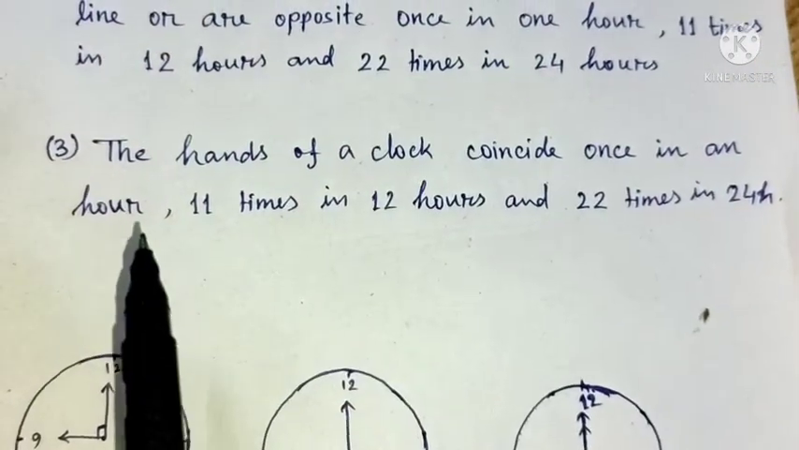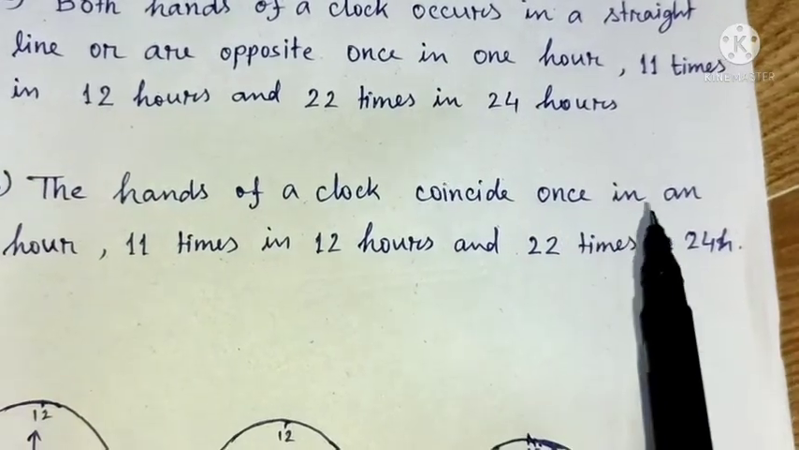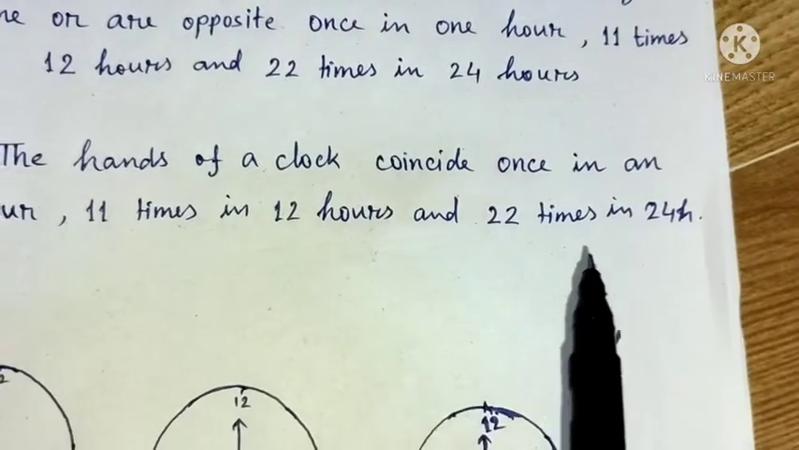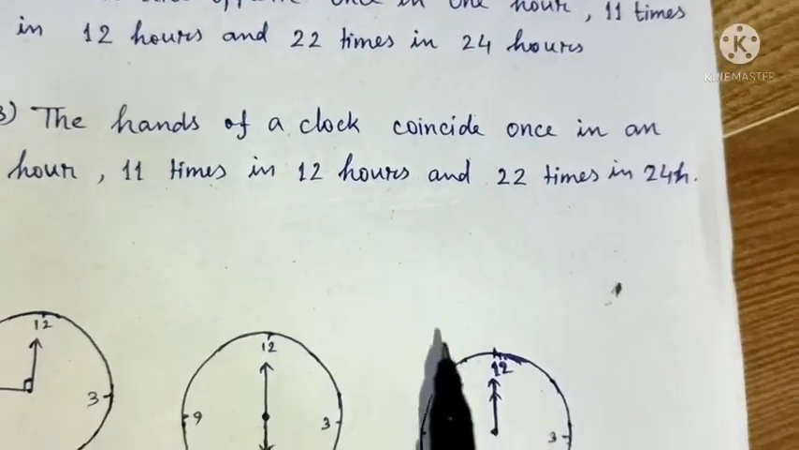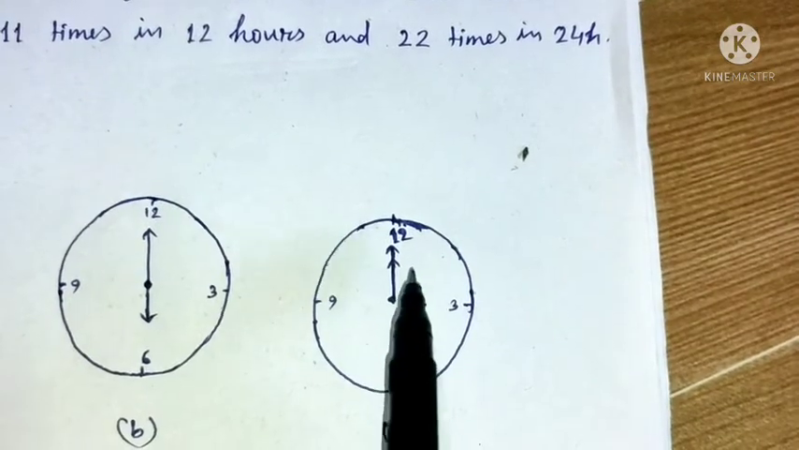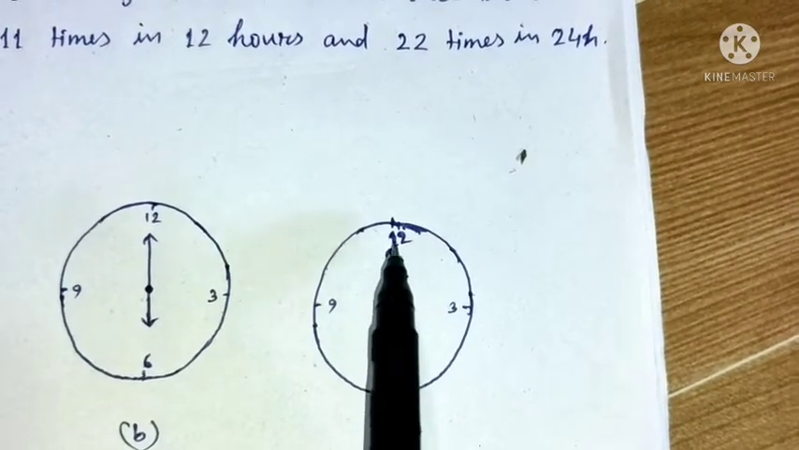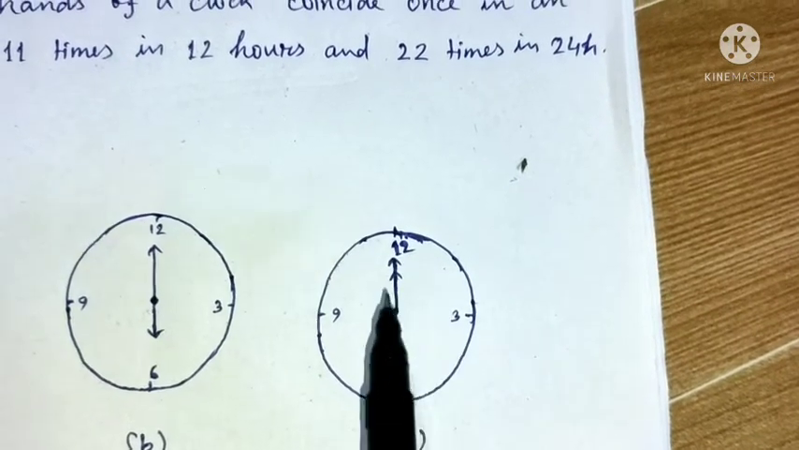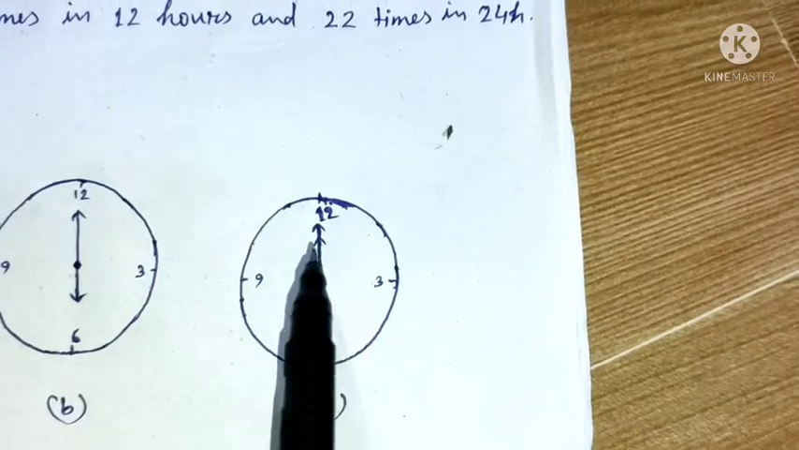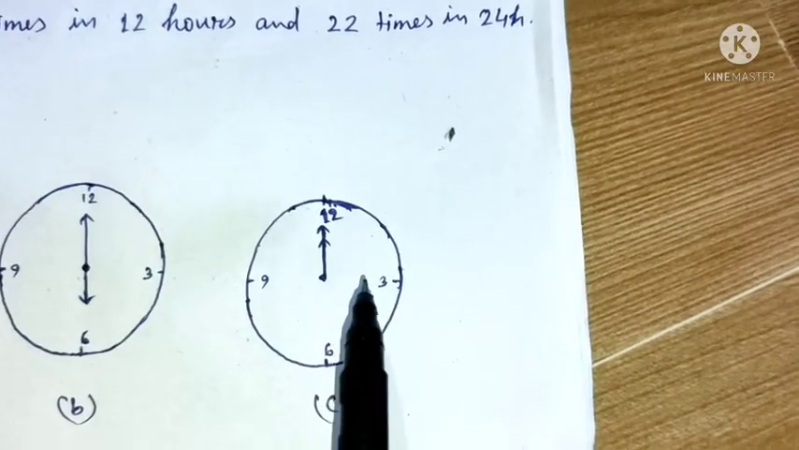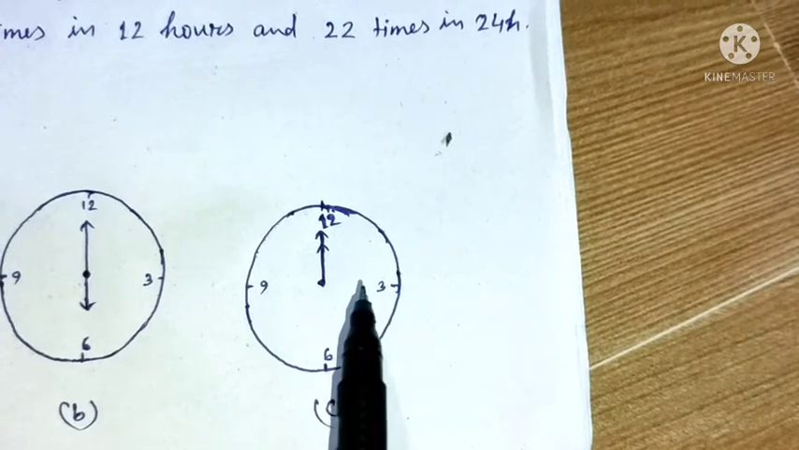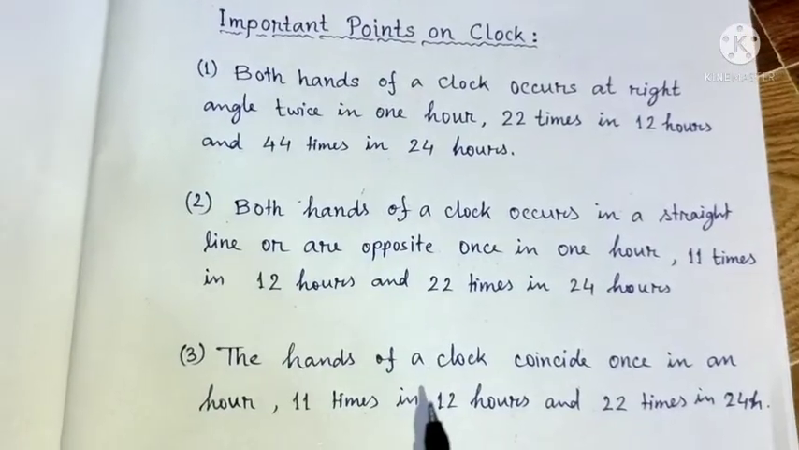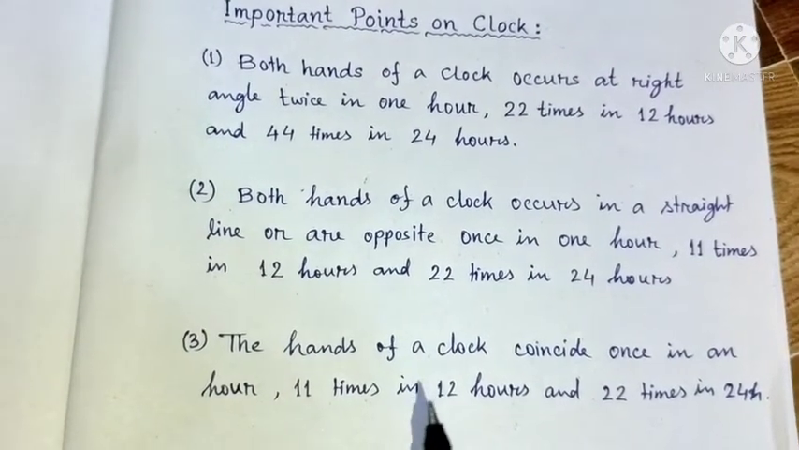Now the number 3 case is here. The hands of a clock coincide once in an hour, 11 times in 12 hours and 22 times in 24 hours. That means they coincide, they touch each other. For example, when the minute hand and hour hand both touch the 12, sometimes they may touch near 3 and so on. This case occurs once in 1 hour, 11 times in 12 hours and 22 times in 24 hours. So you must know these 3 points also. It is also asked in competitive exams, so you have to remember these 3 points.